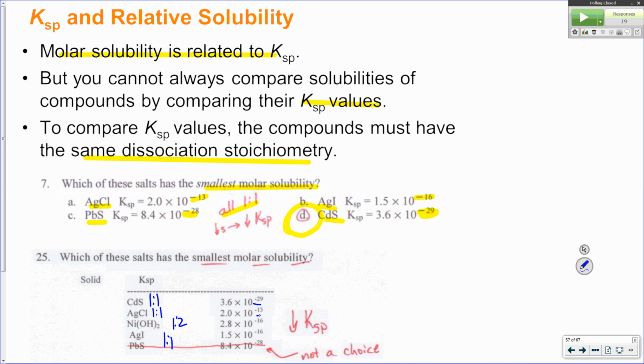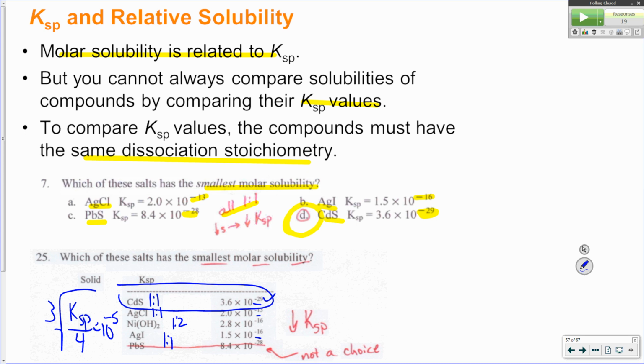1-to-1, 10 to the minus 13th. And this one, it's 10 to the minus 16th. So of the ones that I have, this looks like the winner. But if I look at the one where I'm going to have to take the cube root of it, if it were KSP divided by 4 and take the cube root of it, it's even going to be more soluble. So this is definitely the one that's the least soluble in this. So this guy is going to be like 10 to the minus 5th solubility if I plug in the value. It's approximately 10 to the minus 5th, 10 to the minus 6th.